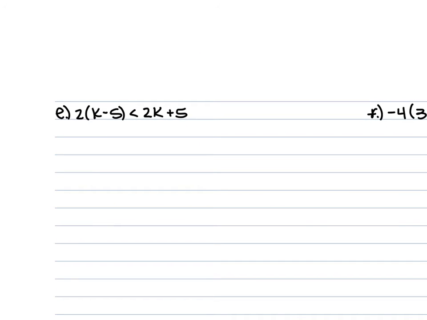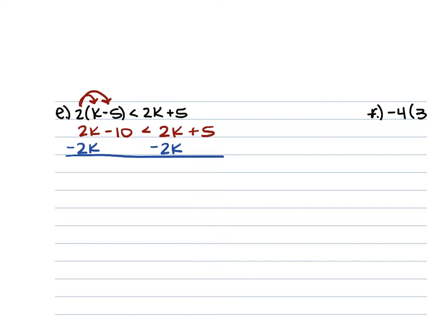For example, E, we have 2 times k minus 5 is less than 2k plus 5. So I'm going to distribute the 2. This is going to be 2k minus 10 is less than 2k plus 5. I subtract the 2k's from each side. They cancel out on both sides, so I have negative 10 is less than 5. Once again, this is a true statement, so we have infinitely many solutions.